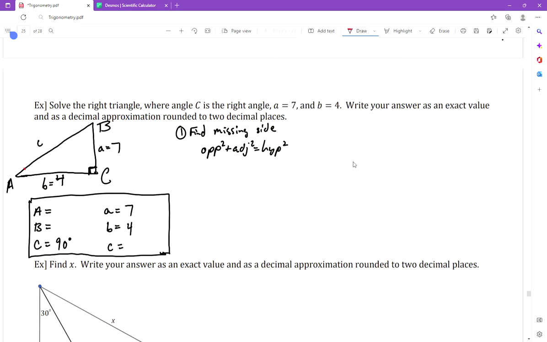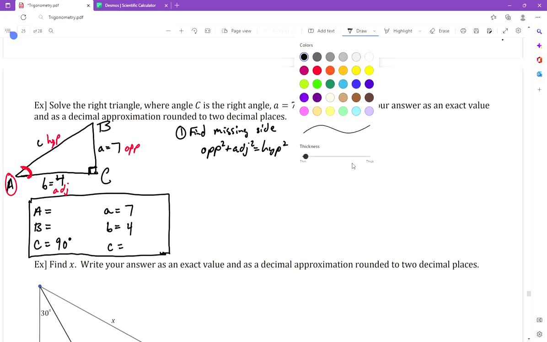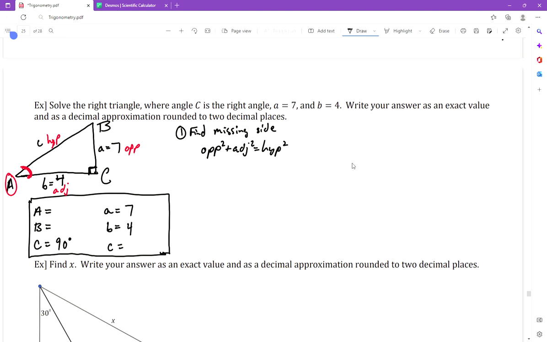Let's focus on angle A as my main angle. If angle A is my focus, then little a is opposite, little b is the adjacent, and little c is the hypotenuse, which is the hypotenuse no matter what. Now I can plug those in, which helps with making sure we put the numbers in the right spot. Our opposite is 7 squared, our adjacent is 4 squared, and our hypotenuse is what we're trying to find, little c.